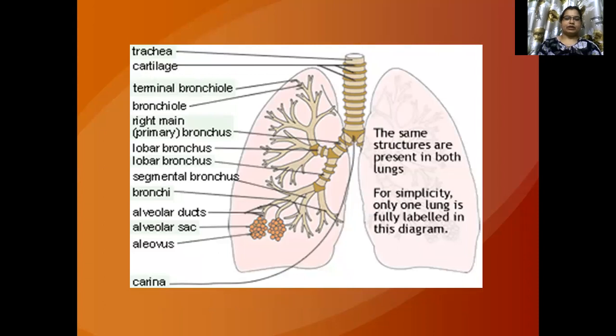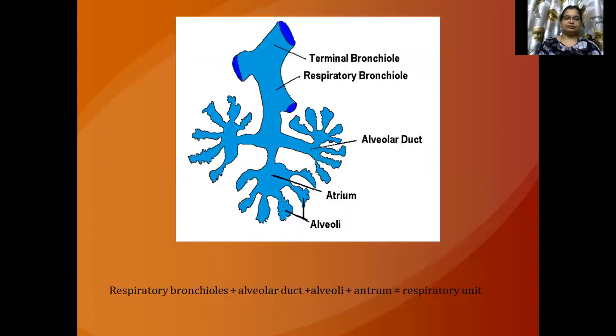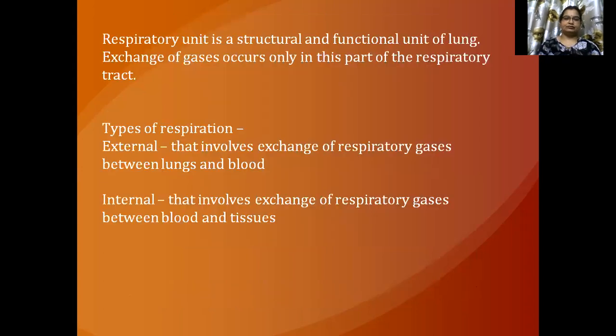Here is a diagram showing the trachea, bronchioles, lobar bronchi, segmental bronchi, alveolar duct, alveolar sac, and alveolus. Then there is the respiratory unit. The respiratory unit contains respiratory bronchioles, alveoli, atrium, and alveolar duct. The respiratory unit is the structural and functional unit of the lung. Exchange of gases occurs only in this part of the respiratory tract.